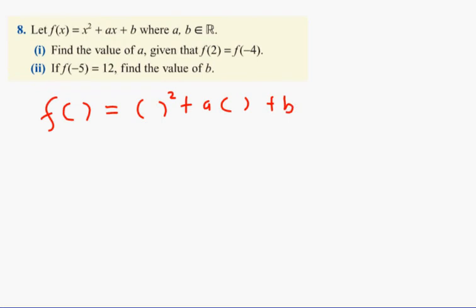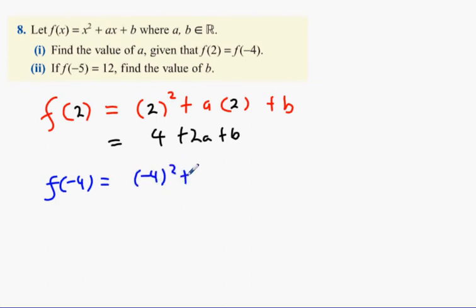First of all, I'm going to find out what f of 2 is. It's 2 squared plus A times 2 plus B, which means it's 4 plus 2A plus B. Following that, I'm going to find out what f of minus 4 is. F of minus 4 is minus 4 squared plus A times minus 4 plus B, which is minus 4A plus B plus 16.